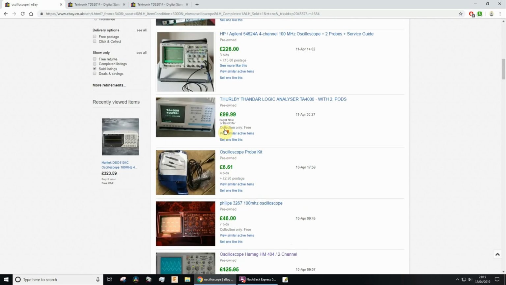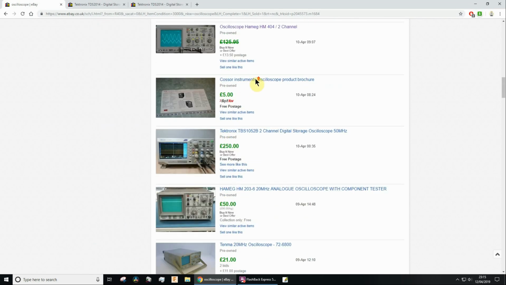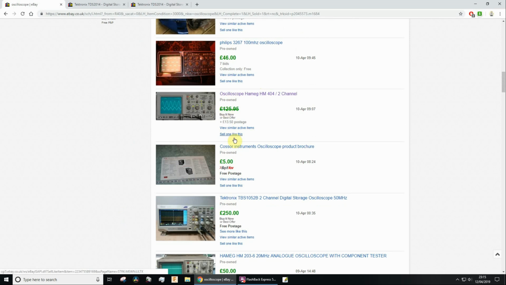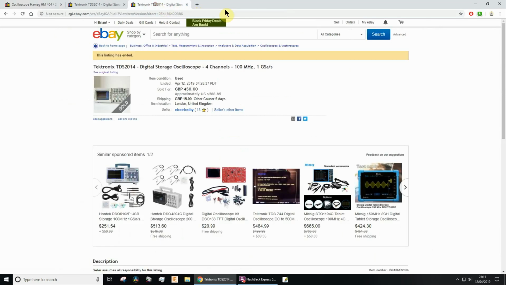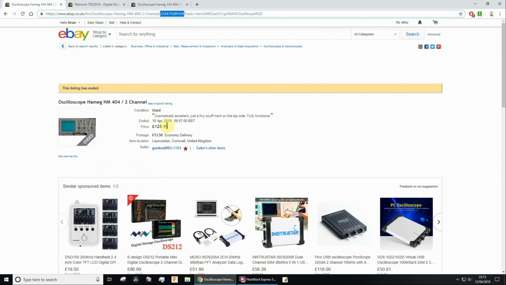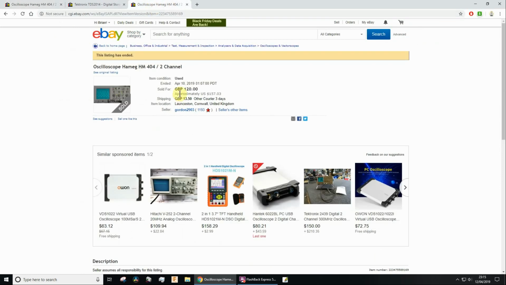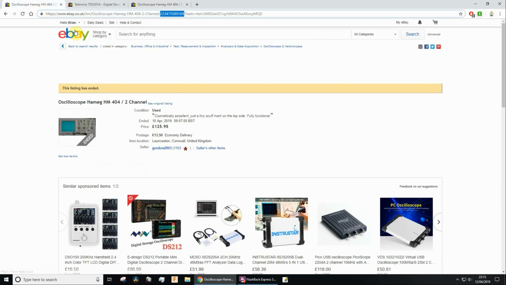I know it works for others because I've tried it, but there we go. There's one. Not a very expensive oscilloscope now, but let's try it anyway. So let's just click this one, and let's get that number. Control C to copy. Let's just paste it. And what was the price again? It was £125.95, but sold for £120. Okay, but it's definitely coming up with the actual price. Well, one assumes so anyway.